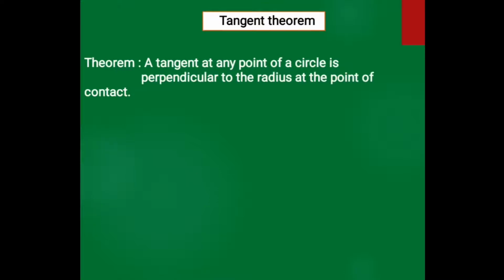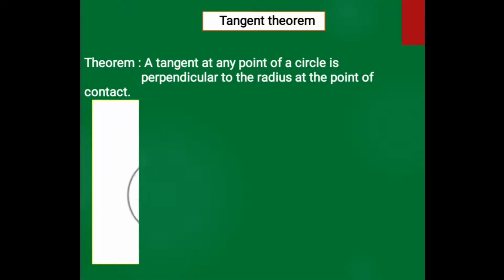Now see the statement of the tangent theorem. Theorem statement: a tangent at any point of a circle is perpendicular to the radius at the point of contact. That means this theorem states a tangent at any point of a circle is perpendicular to the radius at the point of contact. So we see this by figure.